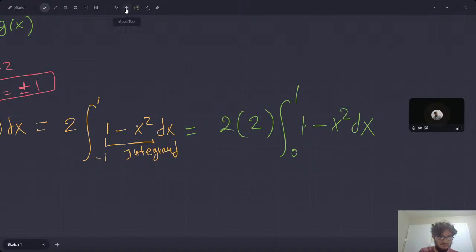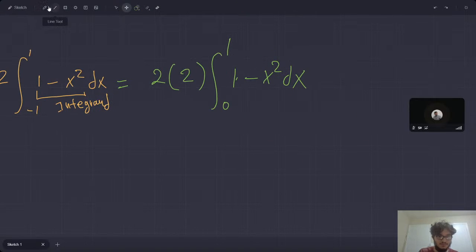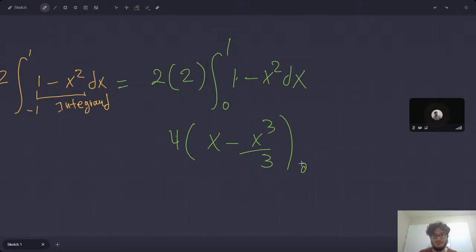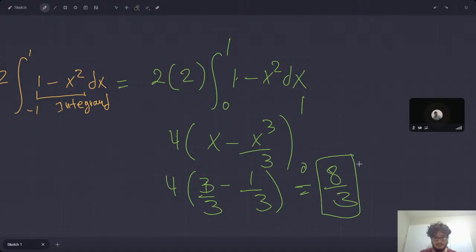So then just integrate it with respect to x. It's going to be 4 times x minus x cubed over 3 from 0 to 1. So 4 times 1 minus 1/3. This becomes 3 over 3, so it's going to be 2/3 times 4, 8/3. That's going to be the area.